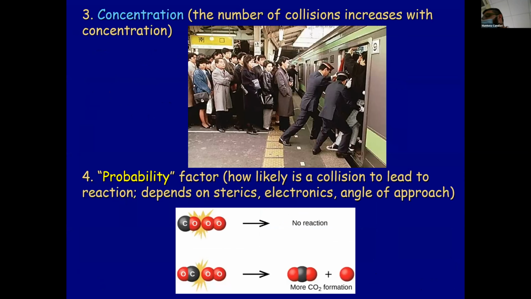Then you've got the concentration. The higher the number of particles, the better the chance of them colliding. And if they have a better chance of colliding, they can react more. Probability, not all collisions are going to be the same. Okay? Not all collisions are equal. Some collisions will react, others will not. Here, I will introduce the SN2 mechanism.